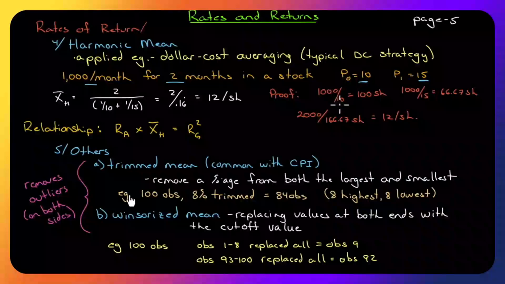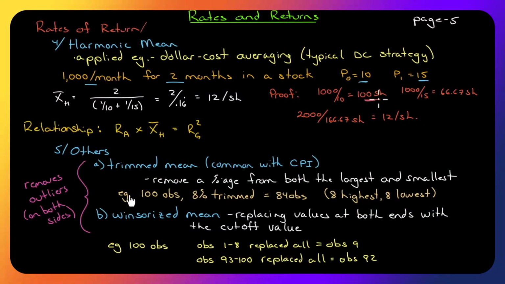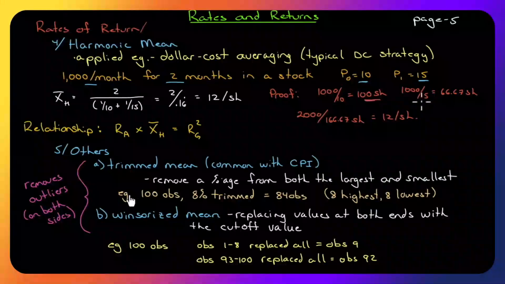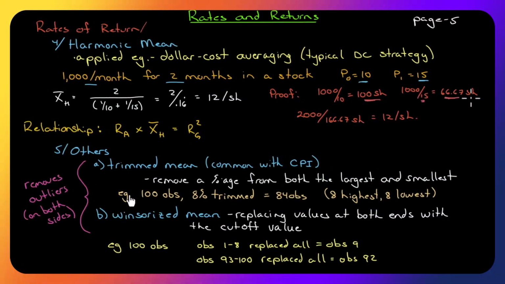You spent $1,000 at $10 a share. The first month you bought 100 shares. The next month you paid $15 a share. You bought 66.67, and we will go with the assumption that you can buy partial shares because some brokers now allow you to buy partial shares. So you spent $2,000 on 166.67 shares. Your average cost is $12 a share, not $12.50. Interesting, right?